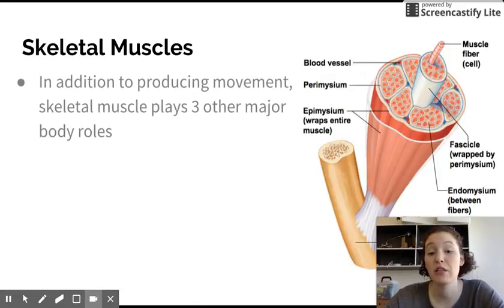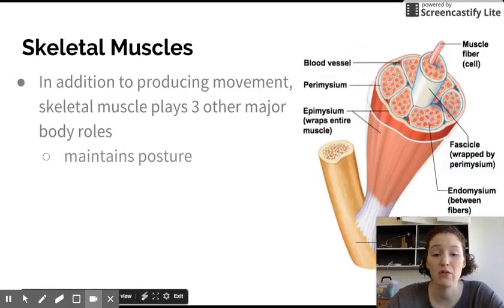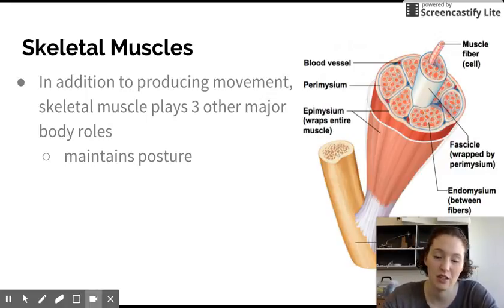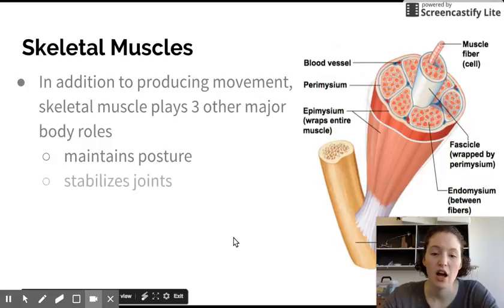In addition to producing movement, skeletal muscle also plays three major body roles. It helps maintain our posture. This functions all of the time, making little adjustments, because there's this constant pull of gravity. So we need to constantly have muscles moving a bit to maintain our posture if we're standing or sitting, right? There's this constant pull of gravity, and muscles help us stay not on the floor.